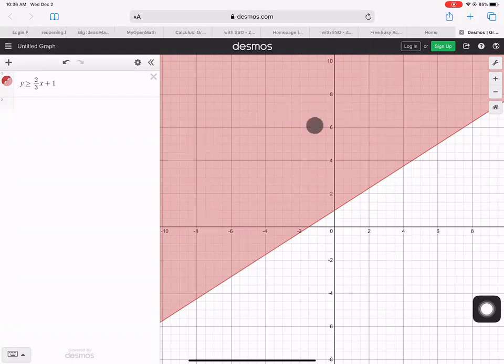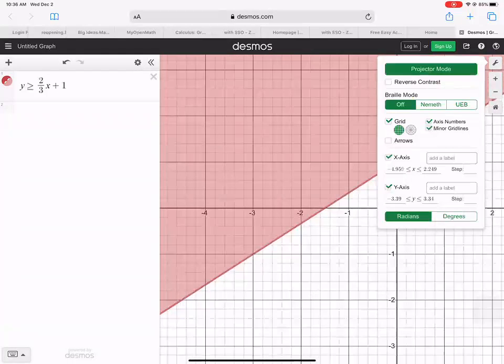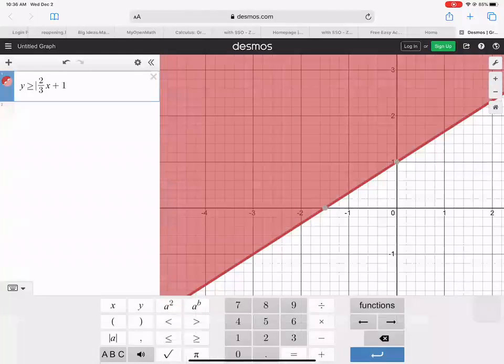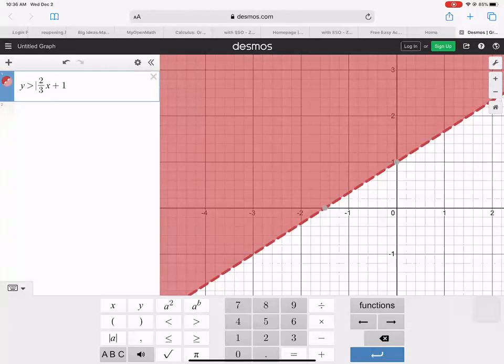Now if you take a look here, we said this was greater than or equal to, and if you look at the line, let me make this a little thicker. The line is solid. I'm going to change this quickly so you can see: solid versus dotted. You can notice that is now a dotted line. So that's the big deal.